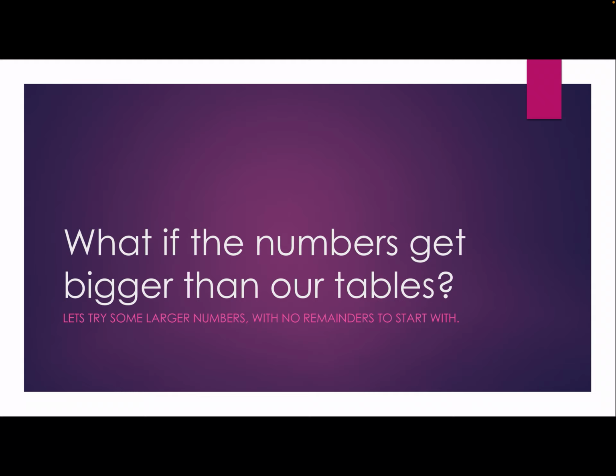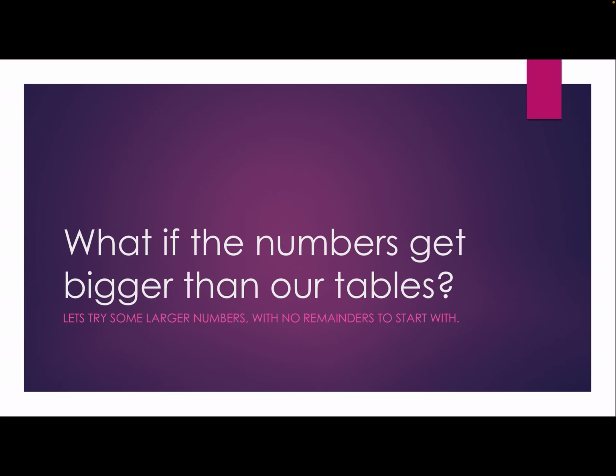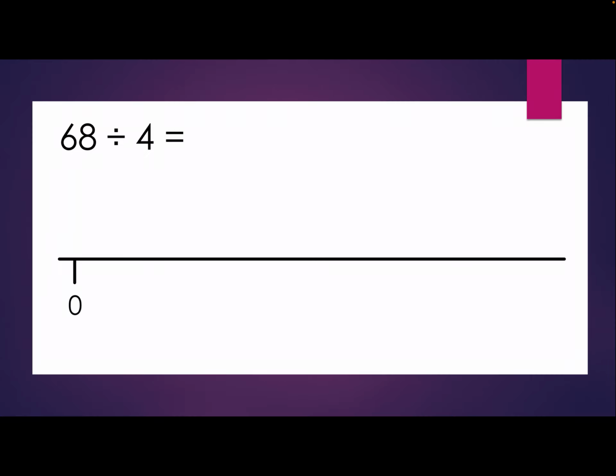But what if the numbers are bigger than our times tables, which is kind of the point of this lesson. If you know your 7 times tables, you'll know the one that's got the answer 56, so you probably didn't need to do this. But numbers get bigger than tables. What about 68 divided by 4? Well, I can do this. I can still go to bigger numbers because I can just keep on adding 4.